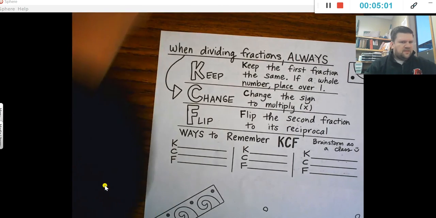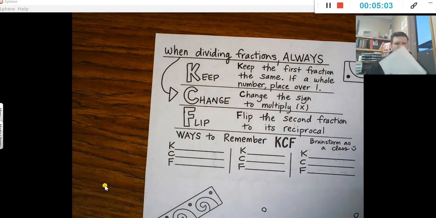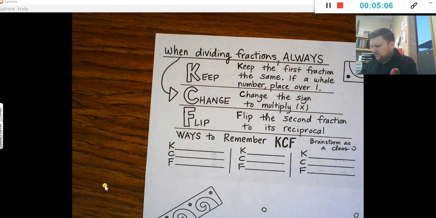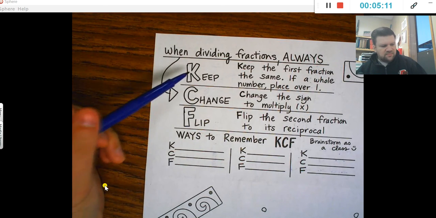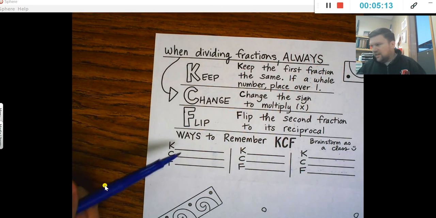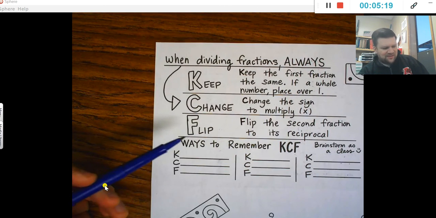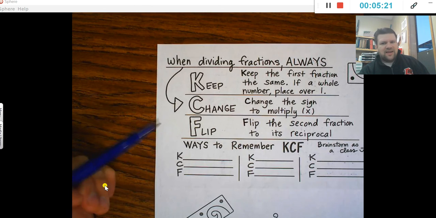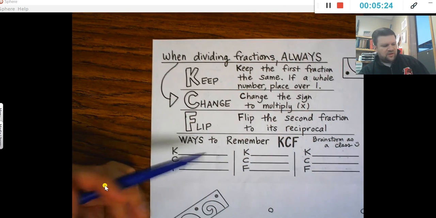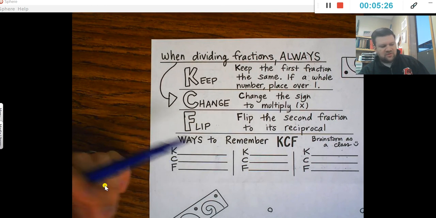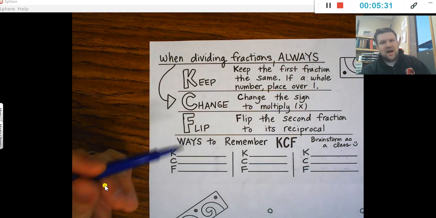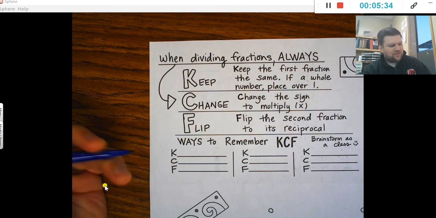Let's flip it over to the other side. If you look, you notice it says all of those notes for going over what do you do when you keep, change, and flip. Okay, the last thing down here is ways to remember it. So this is where you get to have some fun and decide what are some random acronyms that you can use to help you remember it. So I'm going to give you mine, and then you can come up with 2 more of your own.